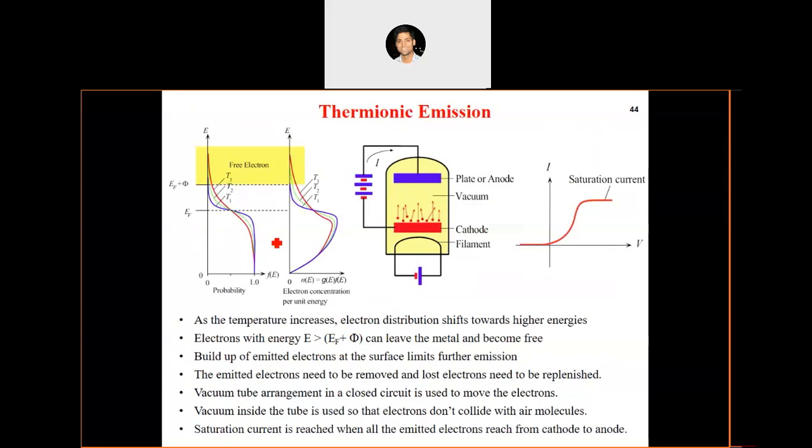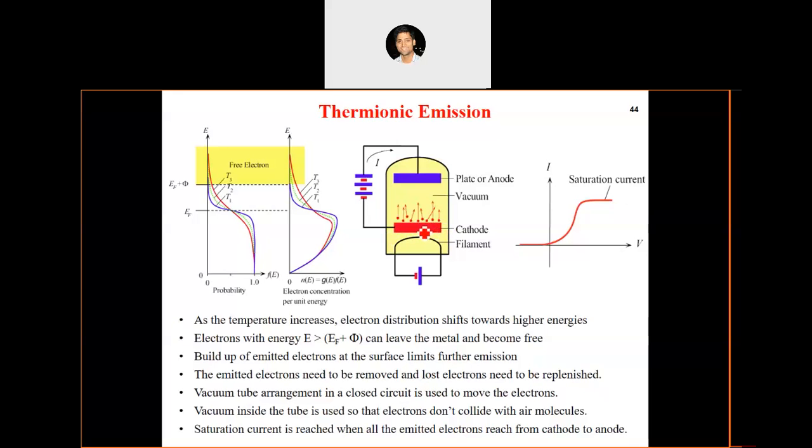So what happens in thermionic emission is, let us look at this picture in the middle first. We have a material which is a cathode, and then we are heating up this material. Let us say we are heating up this material. This is a heating filament, basically, which will be heating this material.